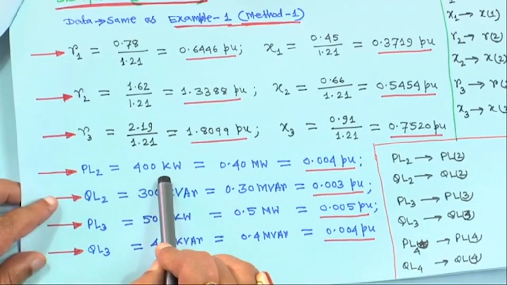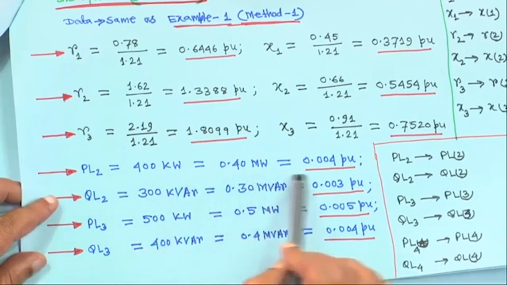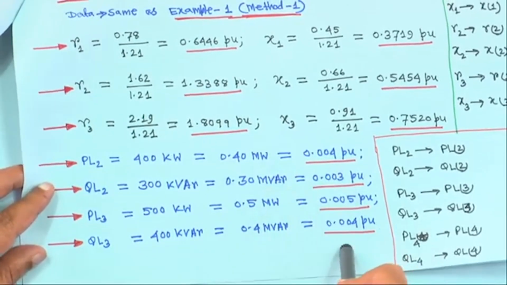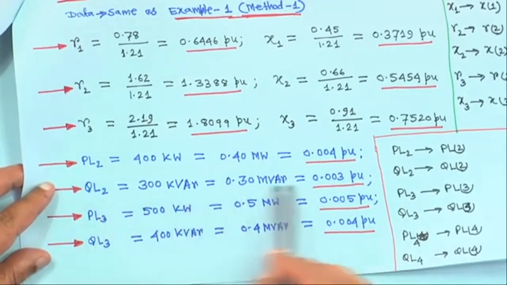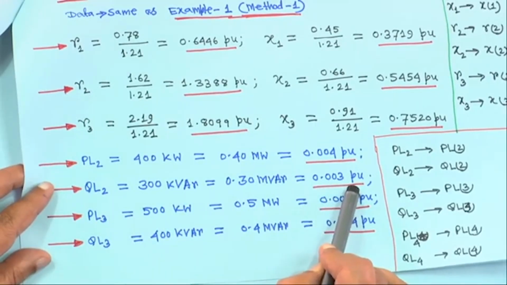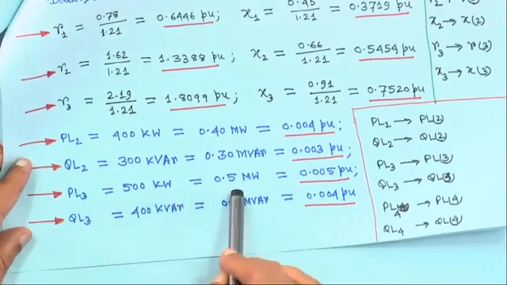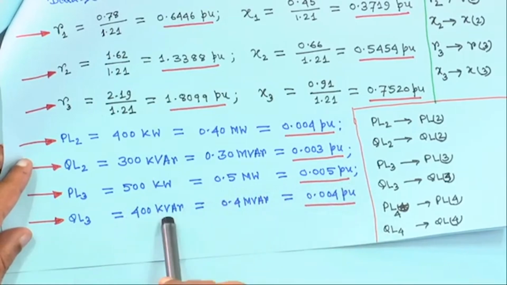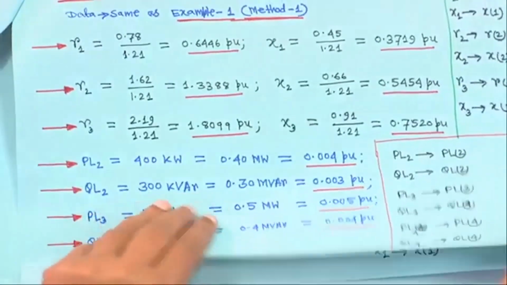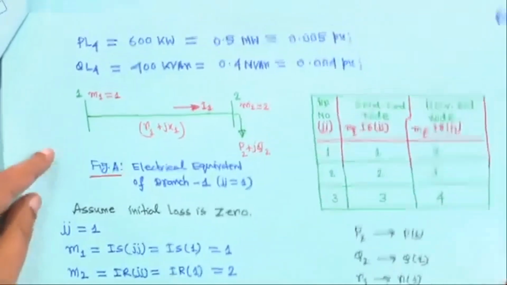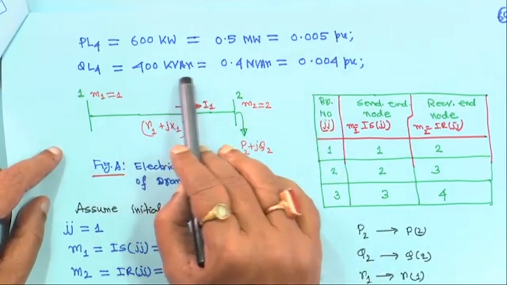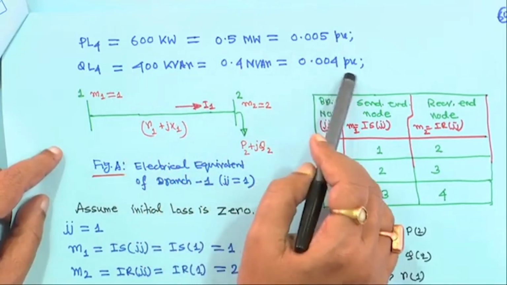So, PL2 is 400 kilowatt divided by 1000, 0.4 megawatt divided by base MVA. So, 0.004 per unit. Initially also for example 1 all these are given. Similarly, QL2 is 300 kilowatt, equal to 0.003 per unit. Similarly, PL3 is 500 kilowatt, that is 0.5 megawatt, that is 0.005 per unit, and QL3 is equal to 400 kilowatt, that is 0.4 megawatt, so 0.004 per unit, right. And similarly, PL4 is equal to 600 kilowatt, equal to 0.005 per unit, and QL4 is 400 kilowatt, equal to 0.004 per unit, right.